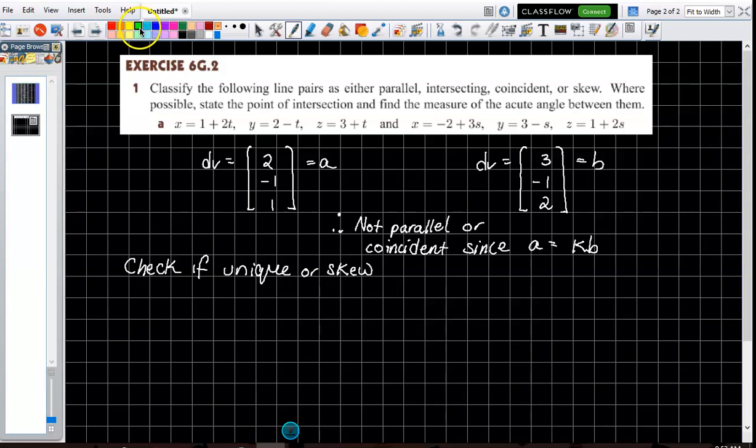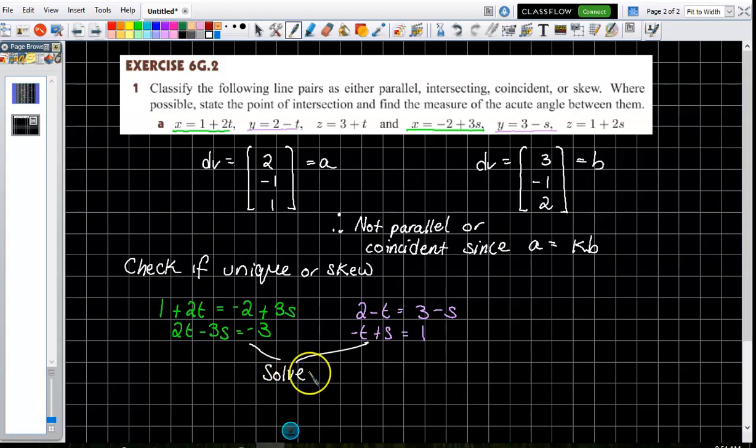We do that by equating our x's, our y's, and our z's. Let's take our x's first: 1 plus 2t equals minus 2 plus 3s. So I put the 2t over here, take 3s, and get the 1 over, and we get minus 3. Then I equate my y's: 2 take t equals 3 take s. Put the t and the s on the other side, so I've got minus t plus s equals 1. Now we will solve this.